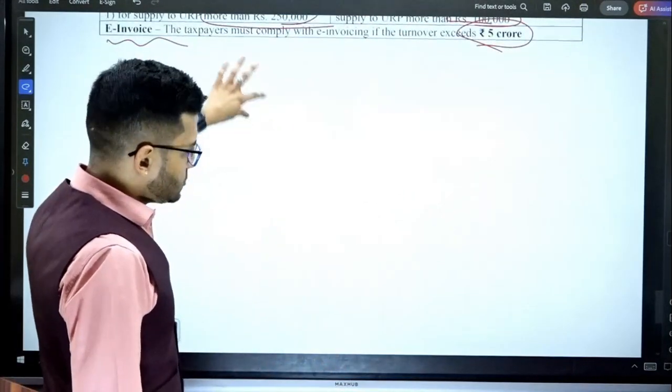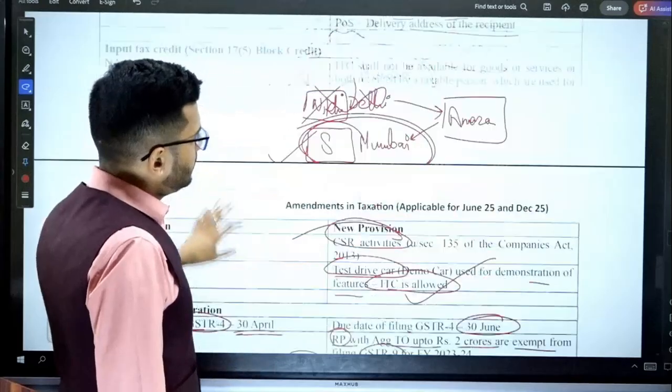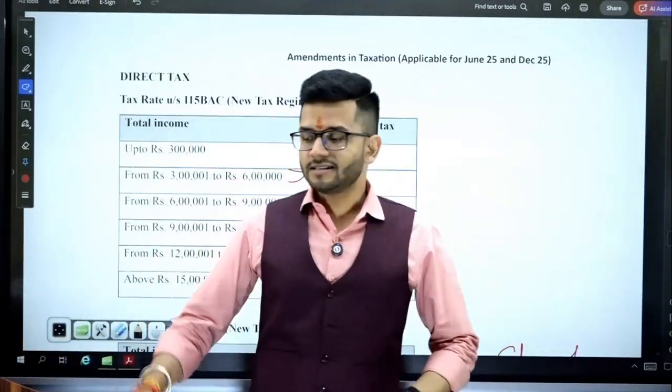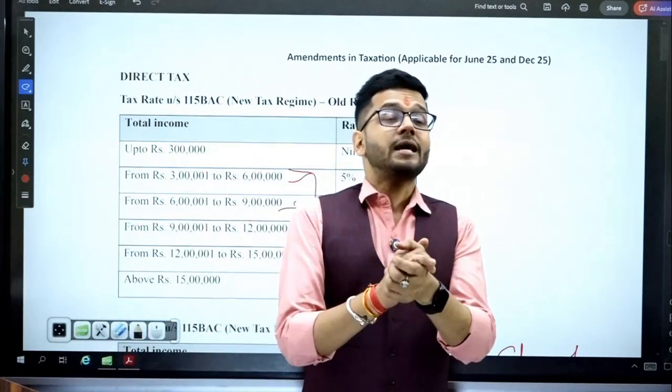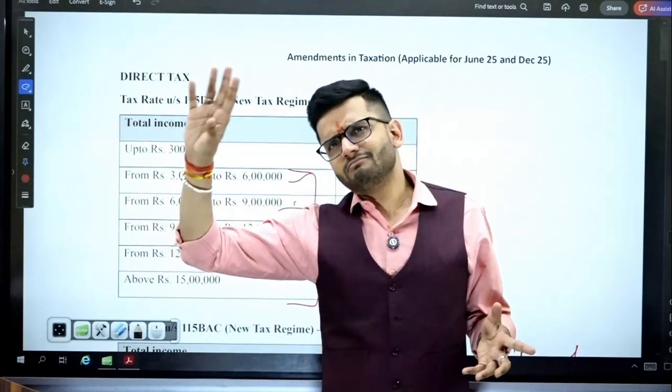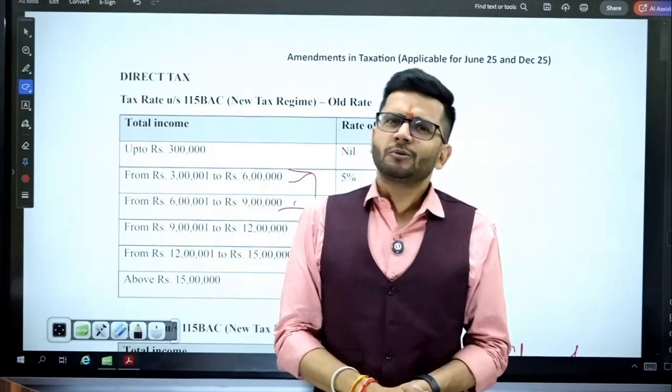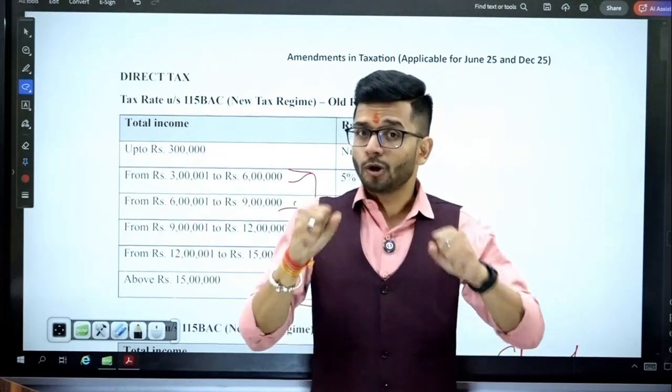Okay. So yes, these were the amendments in direct taxation and indirect taxation, relevant for your June 2025 and December 2025 attempts, guys. Quick time check. Very few months left. Less than 2 months left for the June 2025 examination. Now is the time to pull up your socks.